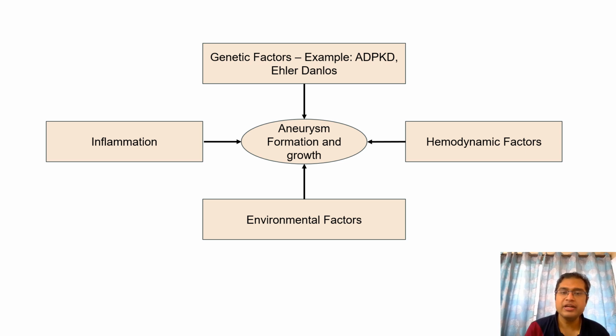So these are the factors that contribute to the aneurysm formation and the growth of the aneurysm. The genetic factors include autosomal dominant polycystic kidney disease, Ehlers-Danlos disease, and such connective tissue disorders. Then there are hemodynamic factors like hypertension, then environmental factors, and then chronic inflammation because of stasis of the blood.